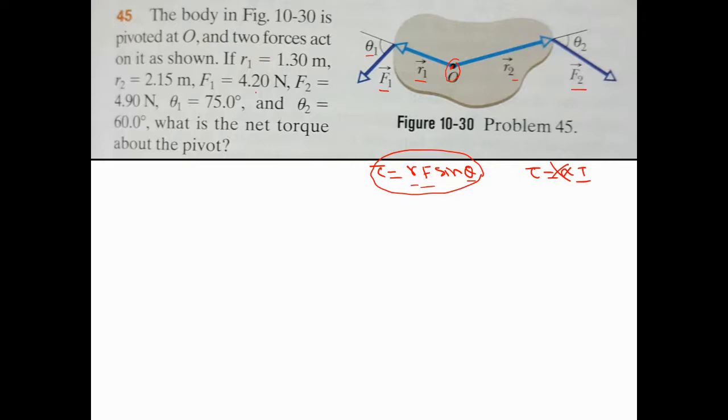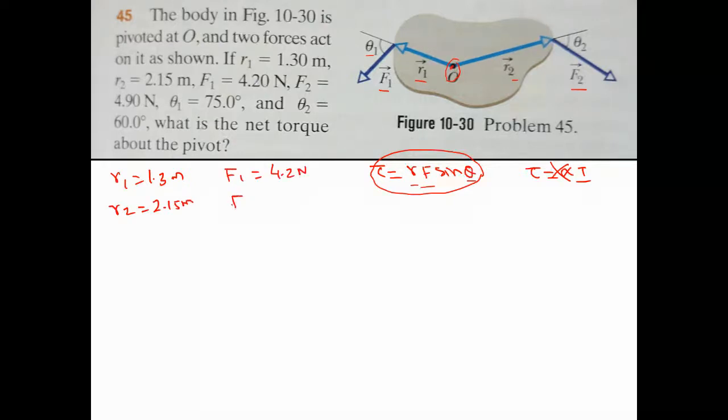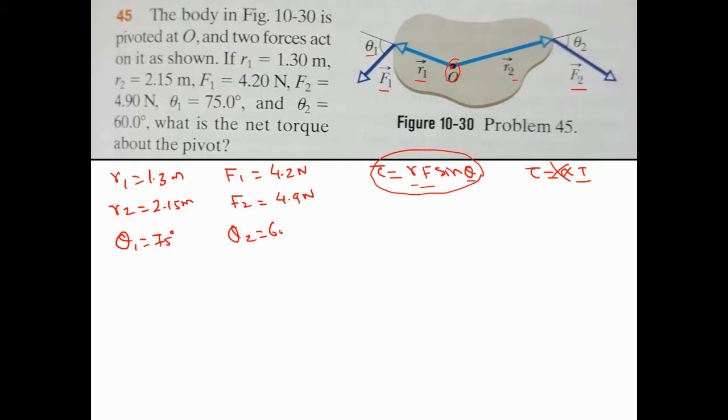They just need the net torque. So what is the formula for net torque? Let's read what is given. R1 is 1.3 meters. R2 is 2.15 meters. Force 1 is 4.2 newtons, and force 2 is 4.9 newtons. Theta 1 is 75 degrees and theta 2 is 60 degrees. Now, brother, what is the formula for net torque? Torque 1 plus torque 2. Am I right?